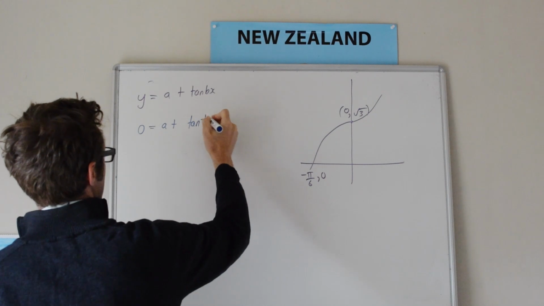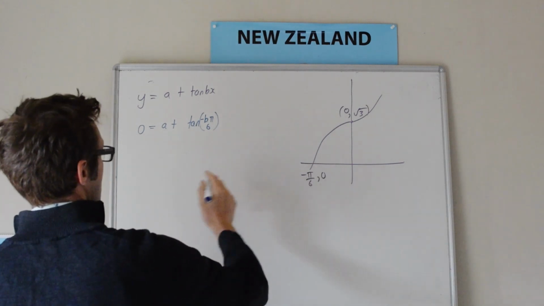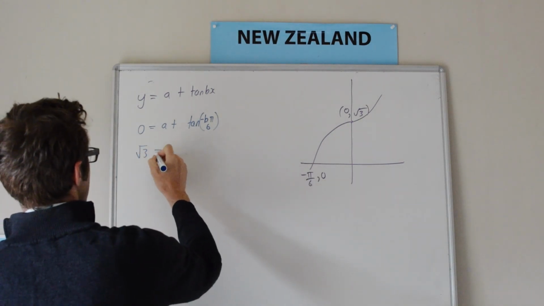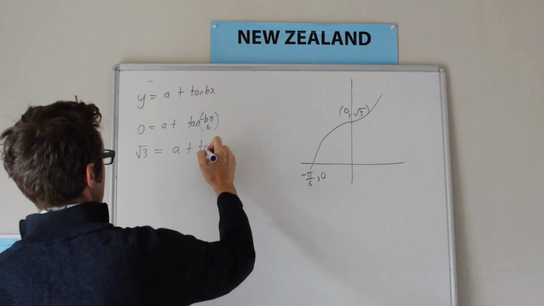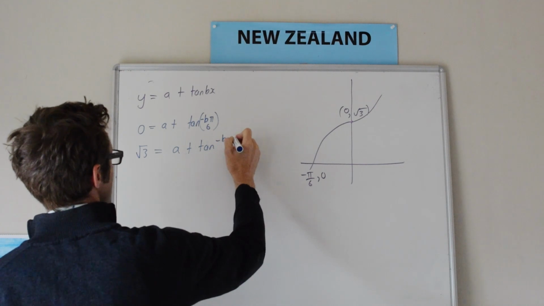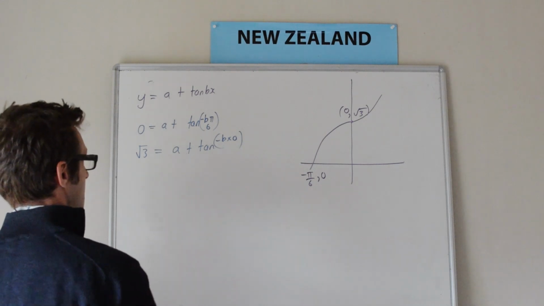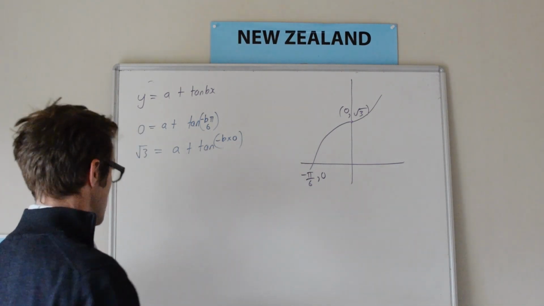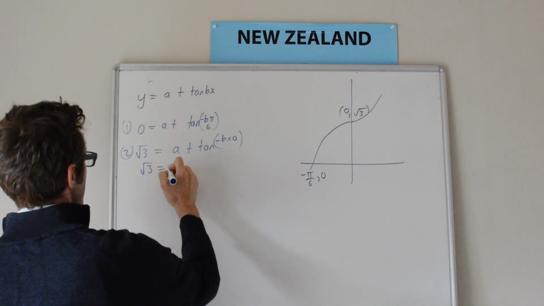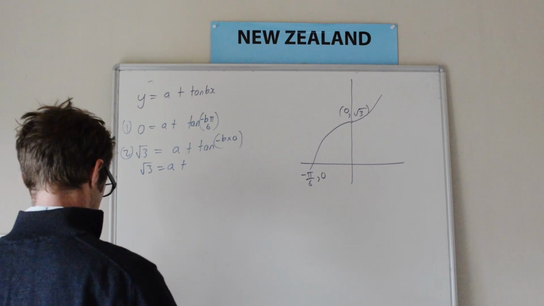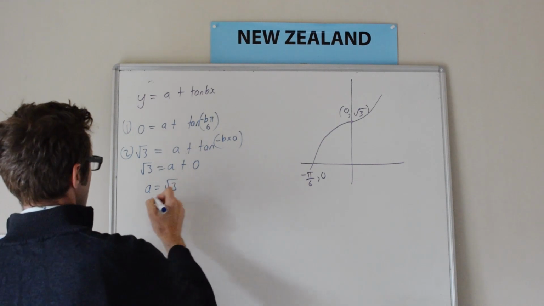minus B pi over 6. And the second thing we know is that square root 3 is equal to A plus tan minus B times 0. Okay, so this is nice and easy, isn't it, really? Because this is equation 1, and this one here is simply going to be square root 3 is equal to A plus, and we know tan 0 is 0. So A is equal to square root 3.